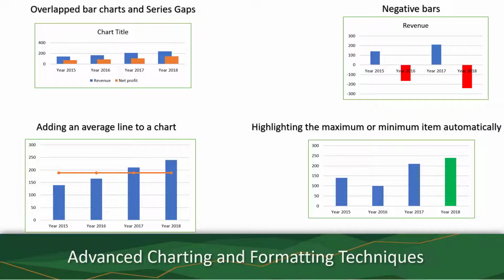In this lecture, we're going to learn advanced charting and formatting techniques. These are the topics that we are going to cover. Overlapped bar charts and series gaps. Negative bars. Highlighting the maximum or minimum item automatically. Adding an average line to a chart. So let's get started.